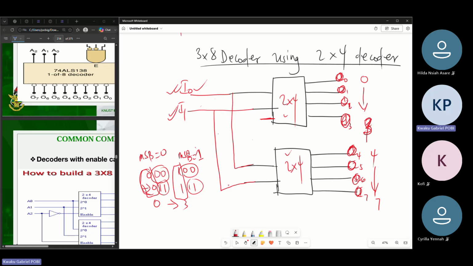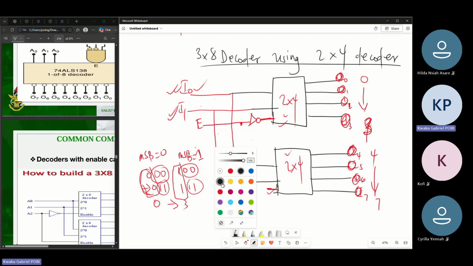Then my MSB is what I need now. So I need an MSB here and then here. That MSB, I'm supposed to implement 0 for this guy and 1 for this guy. And that's what we are going to use as the enable signal. So if this is supposed to be the case, then why not put a NOT gate here and then use it as the enable for this guy? And then put a high here.